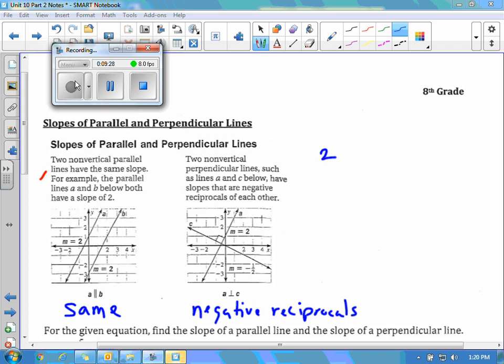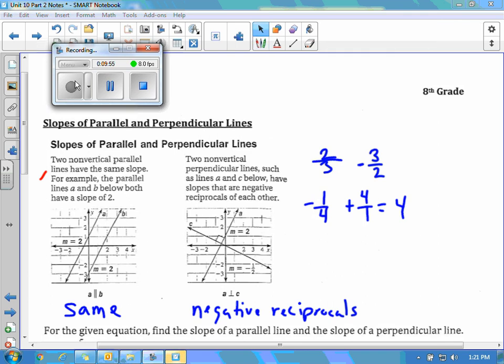If I have the fraction 2/3, that's my original fraction. You should remember the reciprocal means to flip it, so make it 3 over 2. Now, the negative reciprocal means I put a negative sign in front of it. Say I had the slope negative 1 over 4. The reciprocal of that would be 4 over 1, and then the negative reciprocal would mean I turn this and make it positive, so my slope would just be 4. And we'll look at some more examples of that in a second.